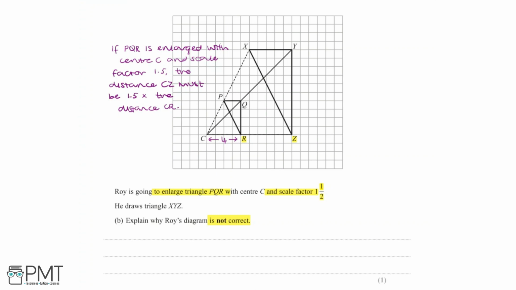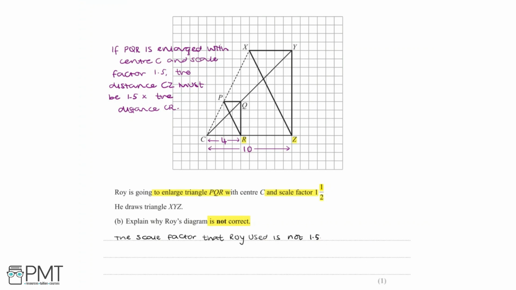Well, now let's take a look at the actual distance from C to Z on our diagram. We can see that the distance on our diagram from C to Z is equal to 10 squares. And so we can now clearly see that Roy has not enlarged triangle PQR by a scale factor of 1.5, because if he did enlarge triangle PQR with scale factor 1.5, the distance between C and Z would be equal to 6. On our diagram, it's actually equal to 10, and so we can say that Roy's diagram is not correct because he enlarged triangle PQR by a scale factor that is not equal to 1.5. And so we've answered part B by saying that Roy's diagram is not correct because the scale factor that he used is not equal to 1.5.